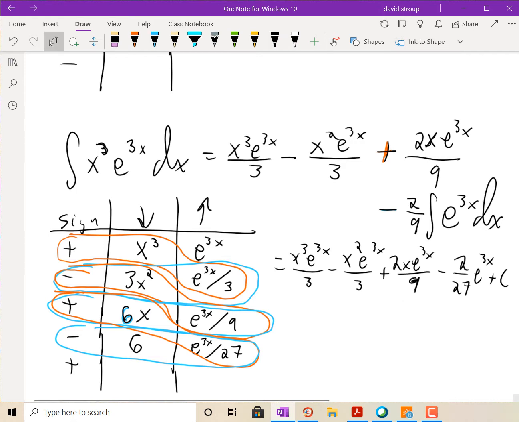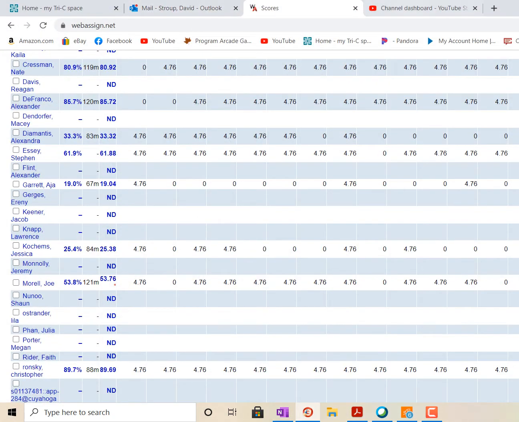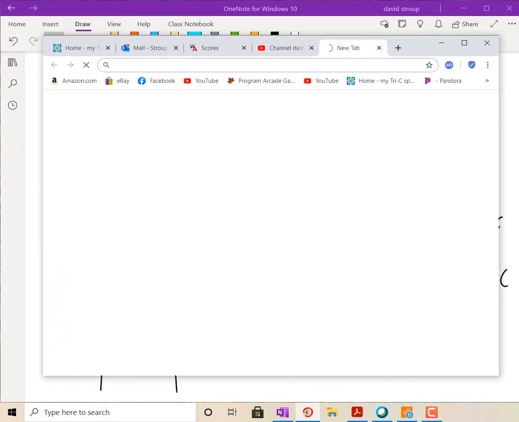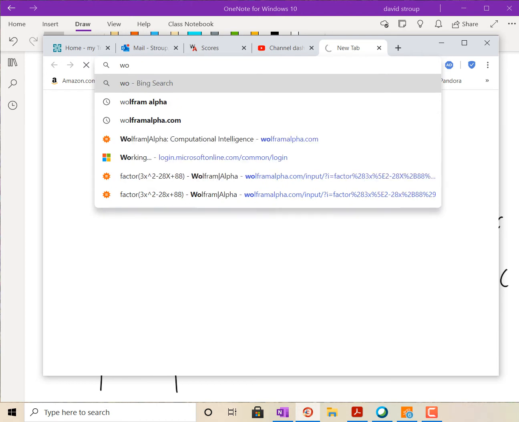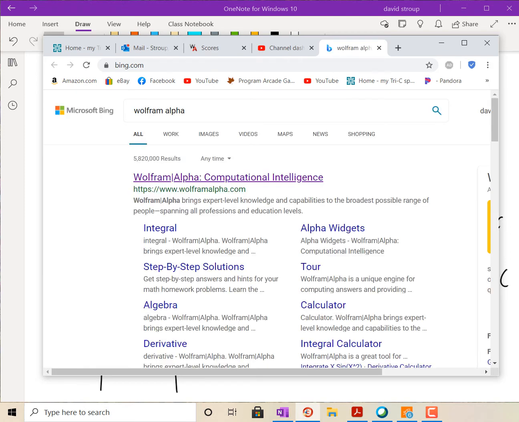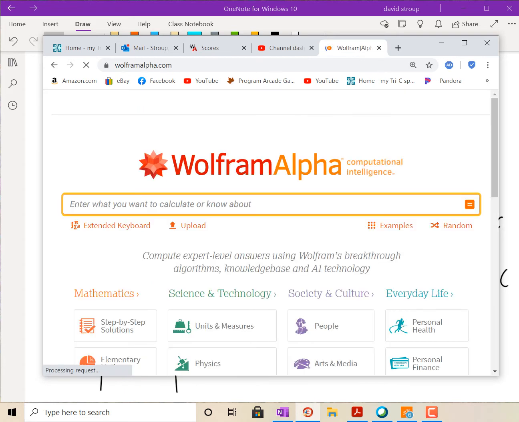Okay. We could always check our answers using the web. Okay, so I like Wolfram. Yeah, it's just going to give it to me. Thank you. Come on. My computer's running slow as molasses lately.